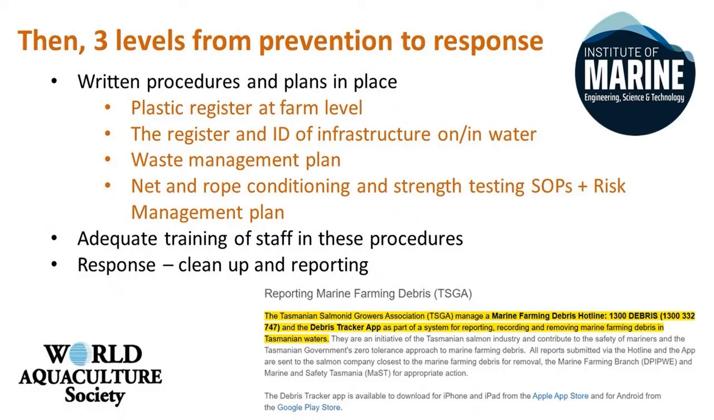So the key areas here are a plastic register at the farm level, the register and ID of infrastructure on or in the water, waste management plans, and then looking at procedures that support that, such as strength testing as standard operating procedures for net and for rope. So making sure the gear is well maintained and there's a maintenance program in place and a risk management plan. So with all of this in place, and adequate training of staff, the Tasmanian salmon industry has been able to reduce the plastics substantially.